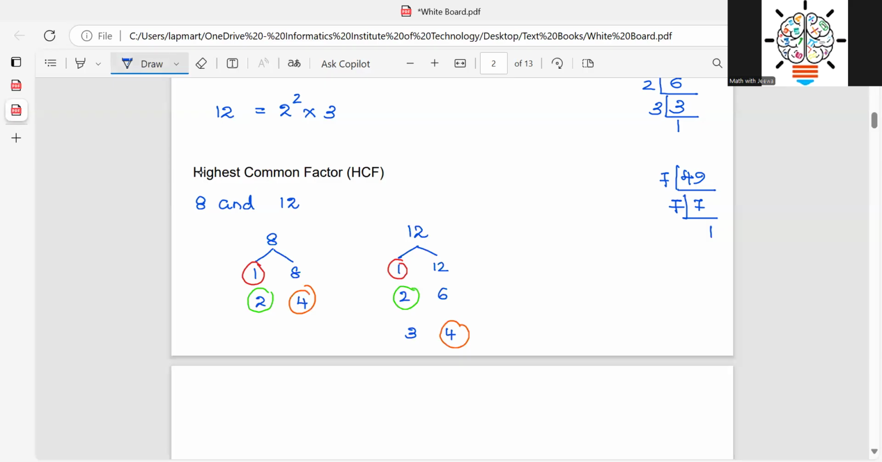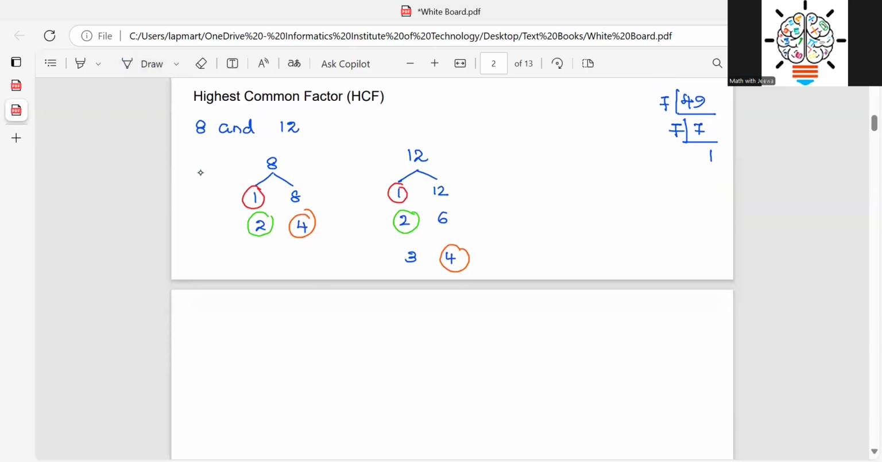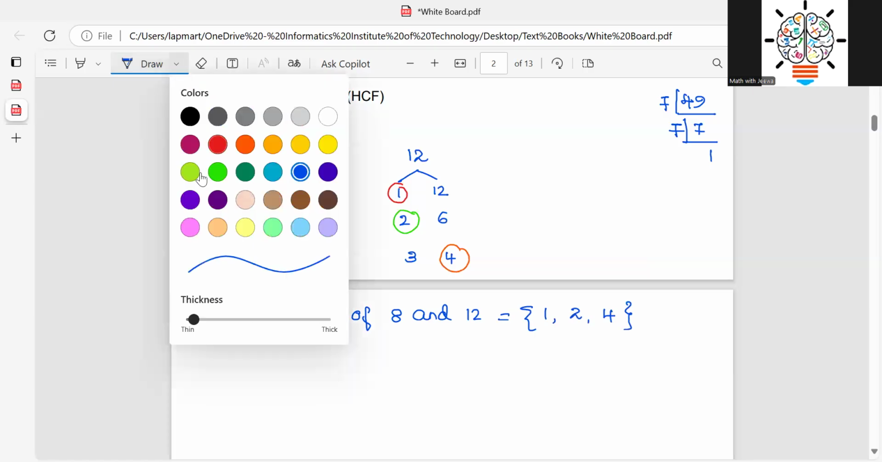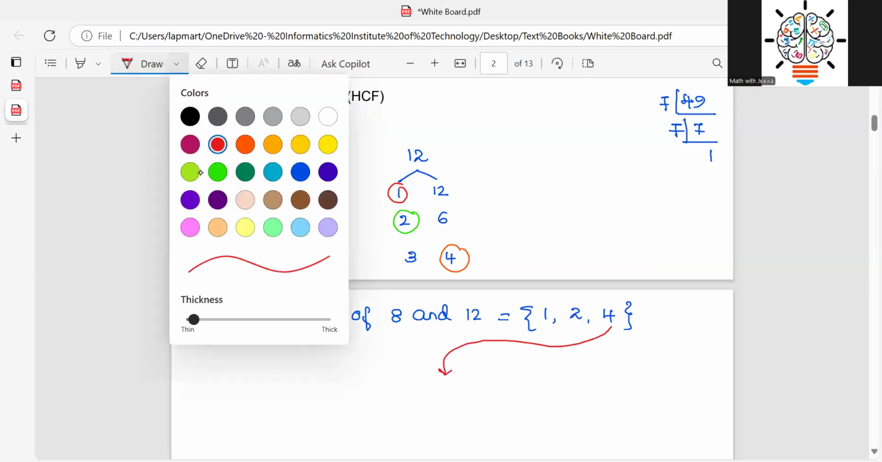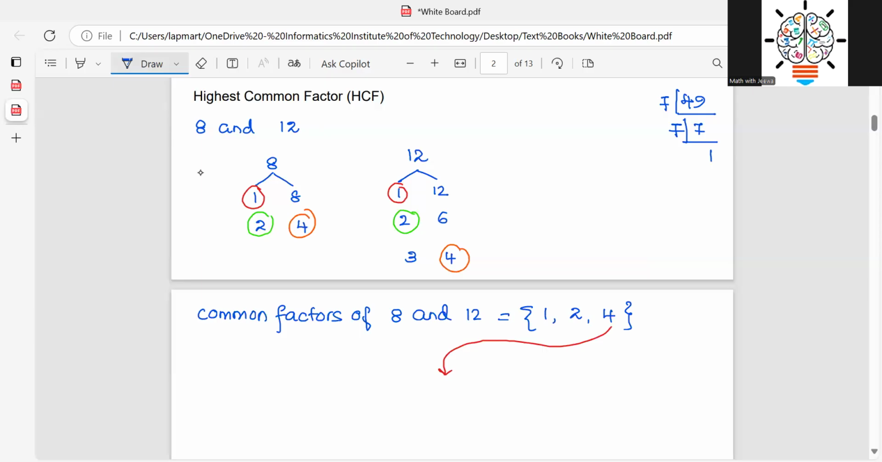Then what I do, I list down the common factors. So here I write common factors of 8 and 12. What are the common factors of 8 and 12? 1, 2, 4. Out of these common factors, 4 is different. Why is it different? That is the highest common factor. Out of the common factors, that is the highest value. Therefore, I name this as highest common factor.